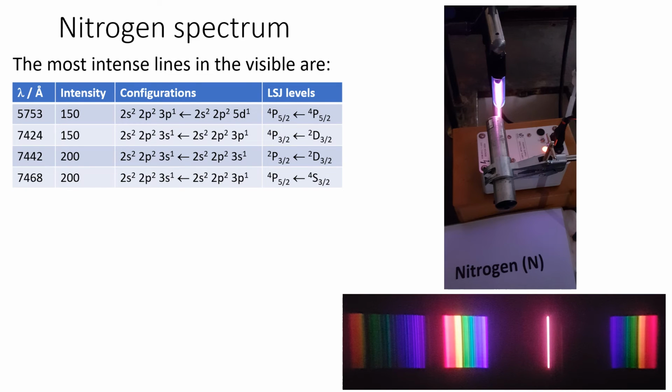So we've got the nitrogen spectrum up here, and so again we've got a few assignments there from the visible part of the spectrum, and again we're not seeing the ground state at all, which would be 2s2 2p3, and this time we don't see the same coupling scheme that we did in the noble gases. So we've got these so-called LSJ levels.